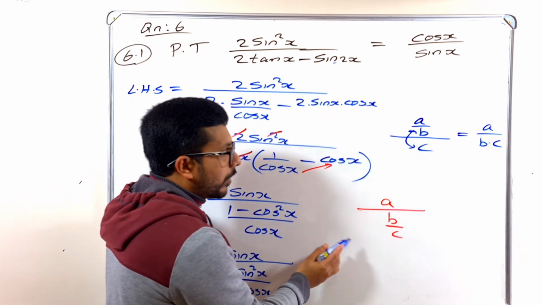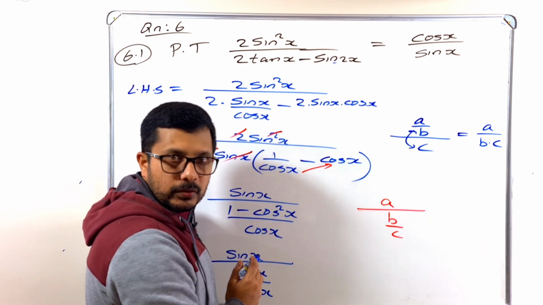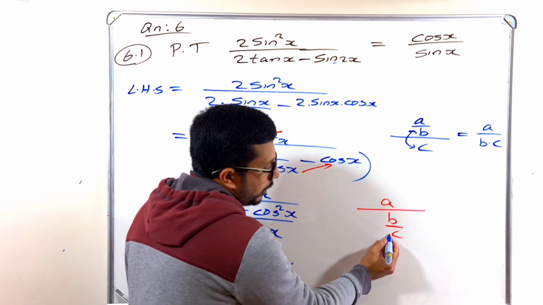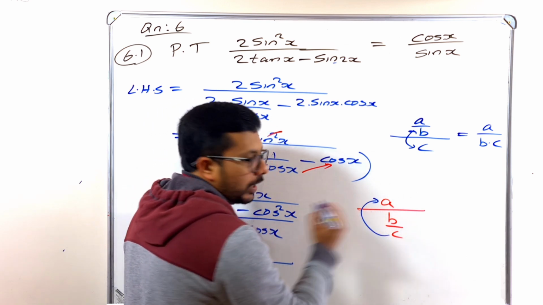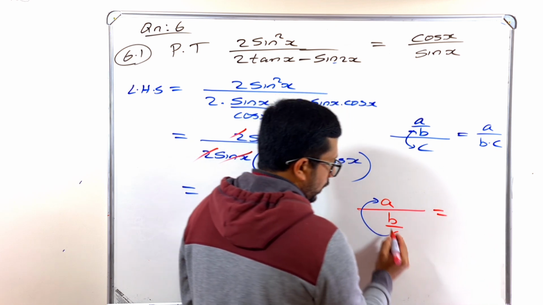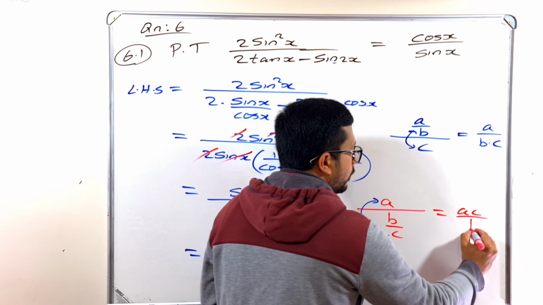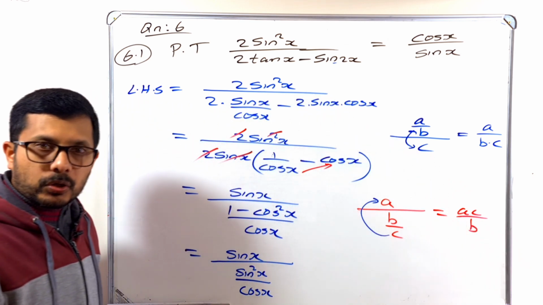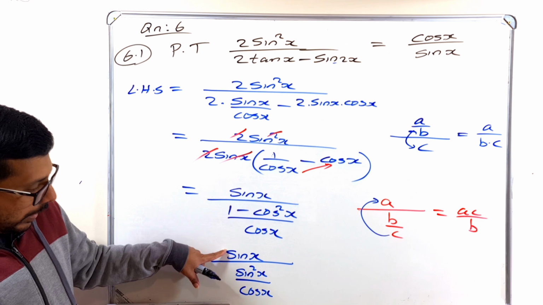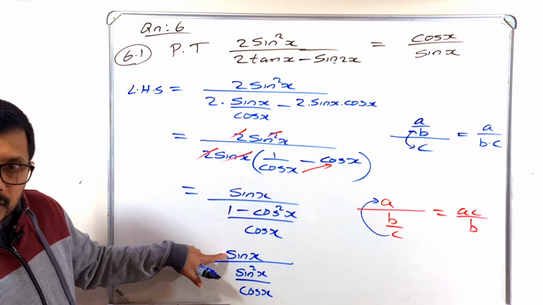But this one is different. Look at this, a divided by b by c. Here what you have to do is multiply this c with this a. That's a shortcut method. So how can you write that one? This a into c, that is ac divided by this b. That's a shortcut method, you have to remember that one. Similarly here, a divided by b by c, so this cos x will multiply with this sin x.